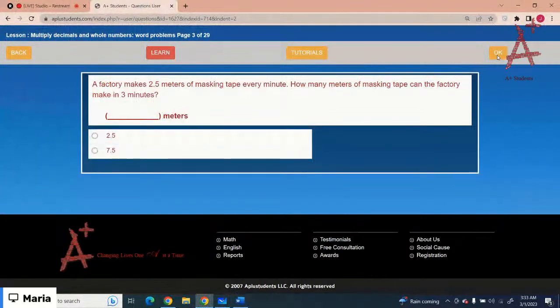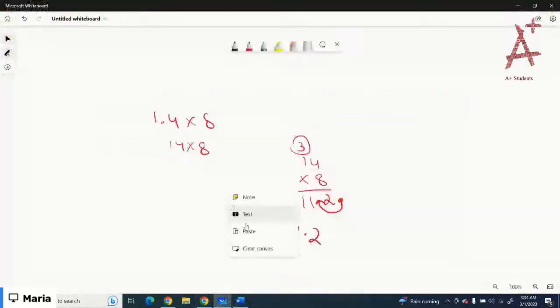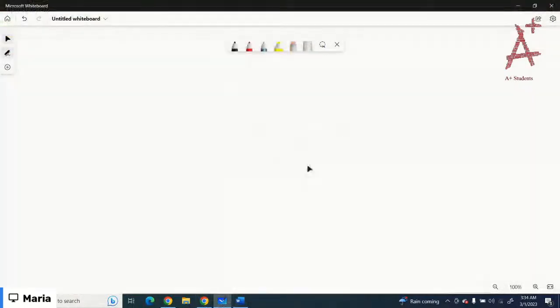Okay, the next one is a factory makes 2.5 meters of masking tape every minute. How many meters of masking tape can the factory make in 3 minutes? So you have to do 2.5 times 3. Hi, if you have any question, you can just write down the question. Akanvi, do you have any question? So just multiply without decimal. It would be 25 times 3.